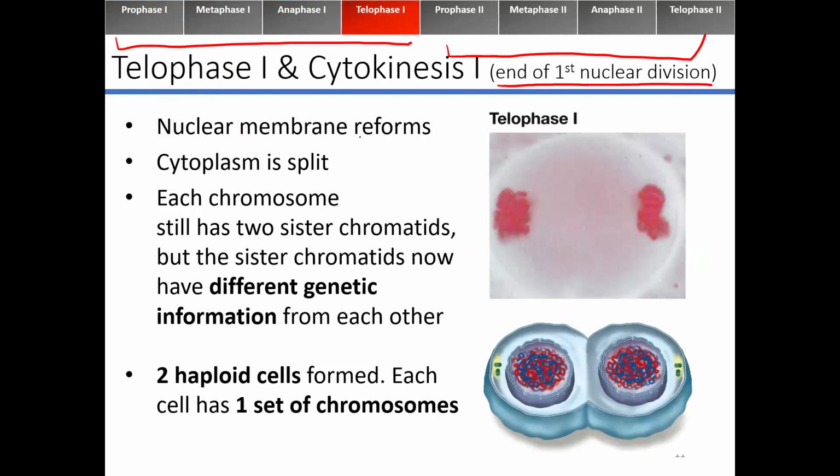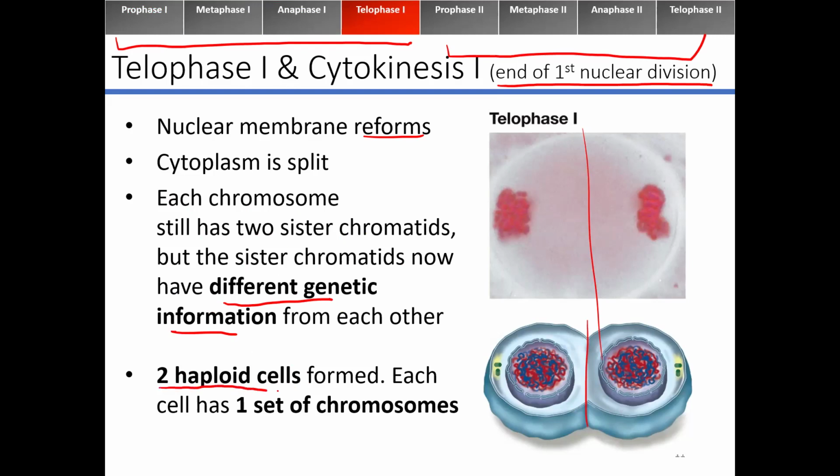Nuclear membrane is going to reform because we want everything to stay within the nucleus. Cytoplasm is going to begin to split. You can see that about right here and about right here. Each chromosome still has 2 sister chromatids, but the sister chromatids now have different genetic information from each other. So again, this is going to be completely different because unlike mitosis, where we want exactly the same thing, in this case, we want that genetic variability. We want those differences because that is going to be important for survival.